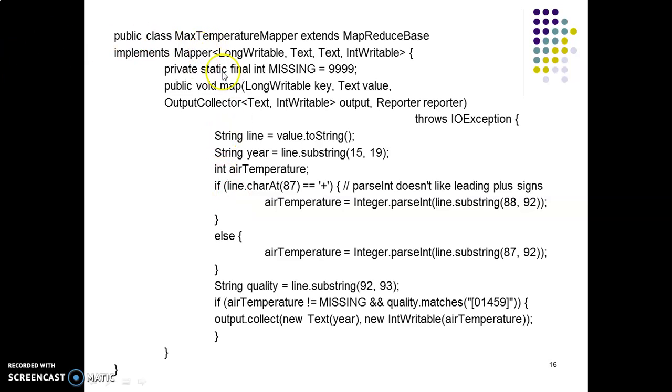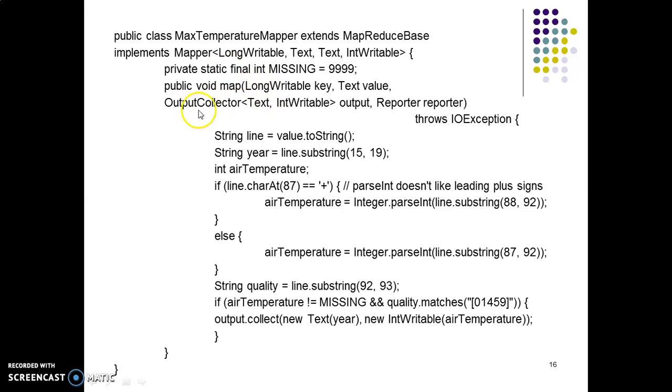So let's see how the mapper looks like. We are using a complete class called MaxTemperatureMapper, which extends MapReduceBase, the superclass of this, and it implements the interface called Mapper, which takes generic data types LongWritable, Text, Text, IntWritable. In this mapper we are making use of an integer variable called MISSING, and we are giving it 9999, that is one less than 10,000, because we start from 0.